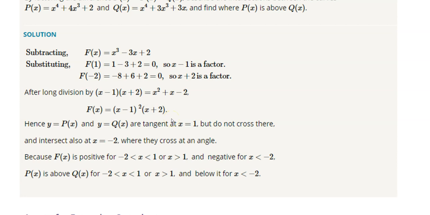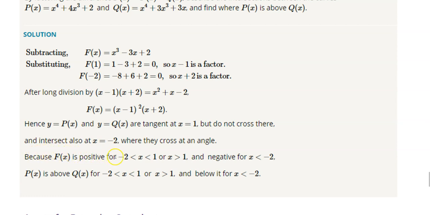Yeah, and if you plot that in GeoGebra, you'd see the result with that as well. It looks pretty funky, but they touch here at that point, but then they don't cross over, and they do cross over here. So that's it. It's the combination of the two that tells us something about each one and where they intersect with each other. Hence, p of x and q of x are tangent but don't cross. They intersect at x equals -2, where they cross at an angle.